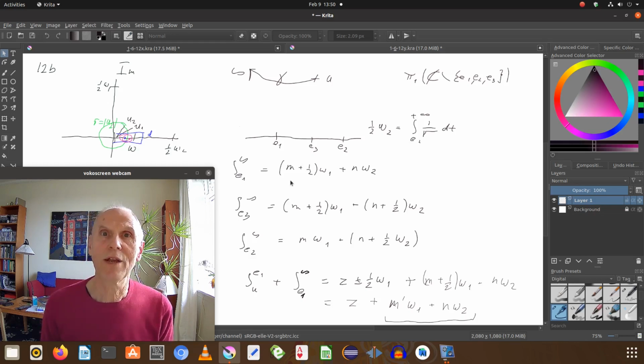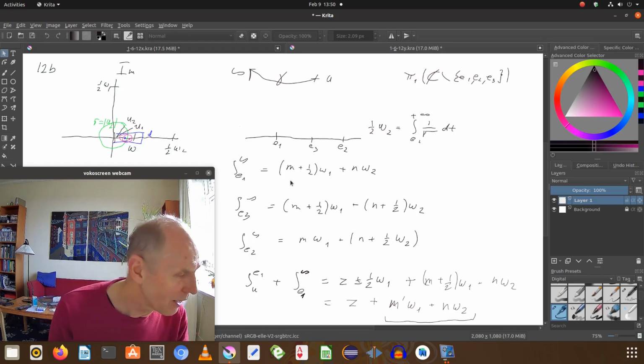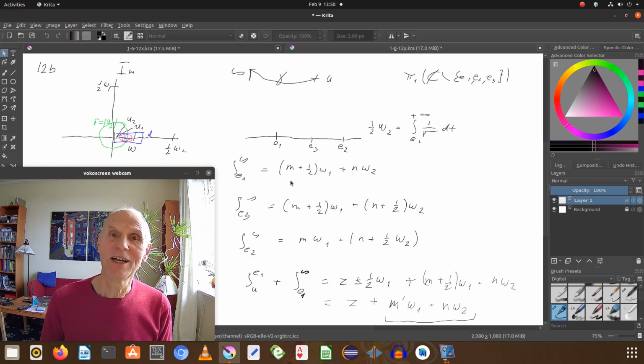So I think that by now I have solved problem 12b. And if any details were missing in problem 12c, I hope you can make them very easily from the work I've done here. So that was it.